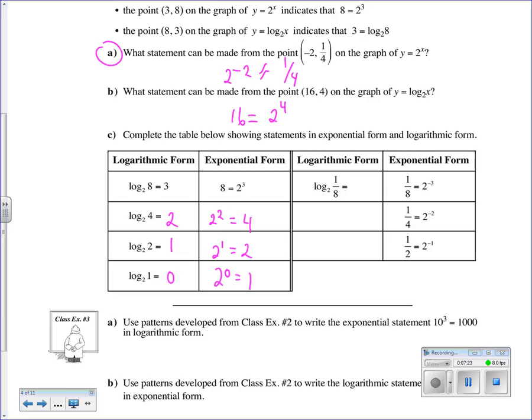And I should be using the word exponent. 2 to the exponent. Watch our language. Logarithmic form. If I have the exponential form and I'm taking the log form, remember logs generate exponents. So log base 2 of an eighth is minus 3. Log base 2 of a quarter is minus 2. Log base 2 of a half is minus 1.